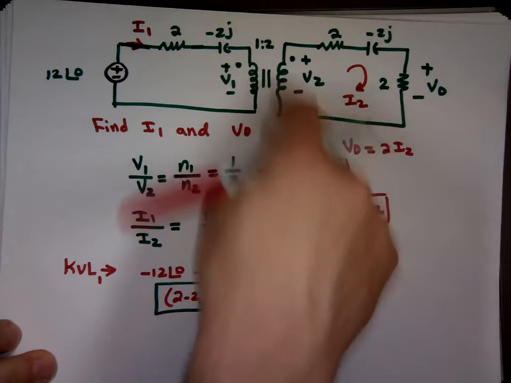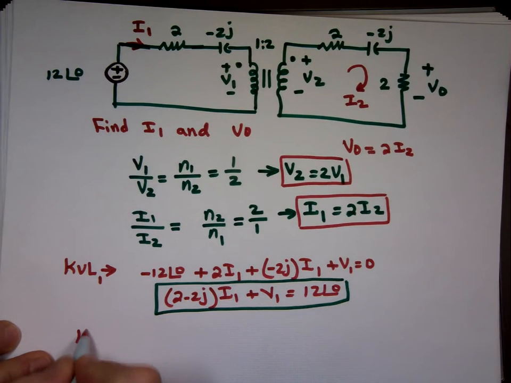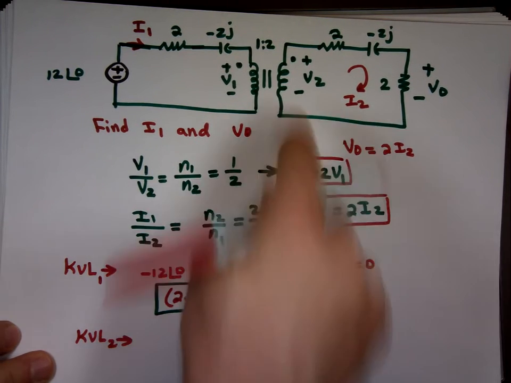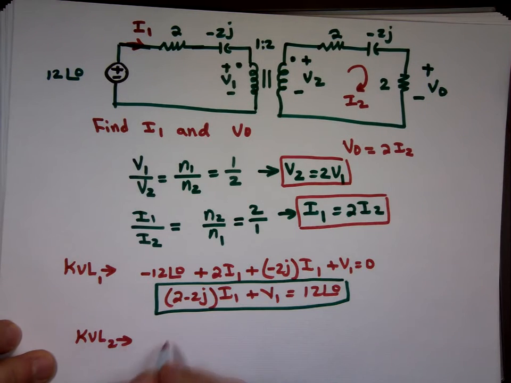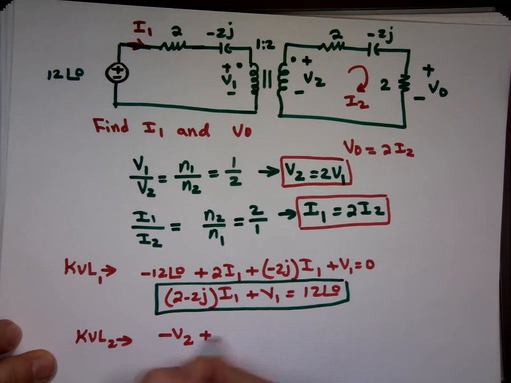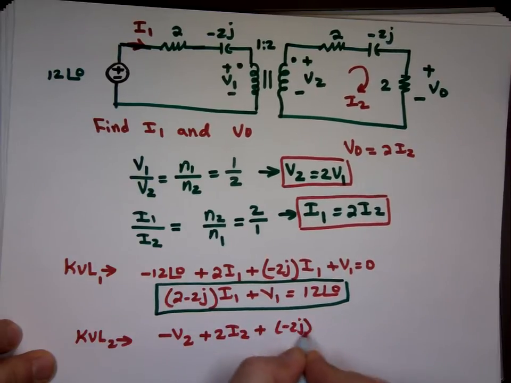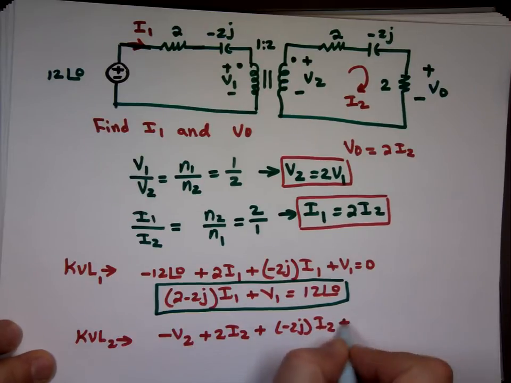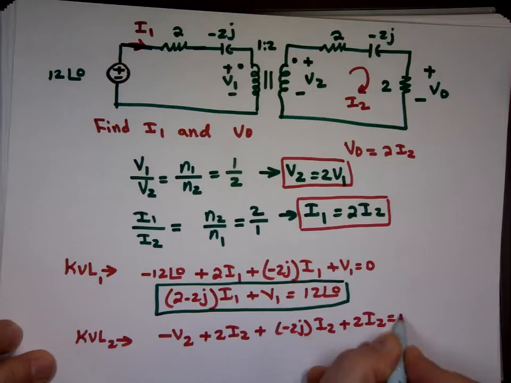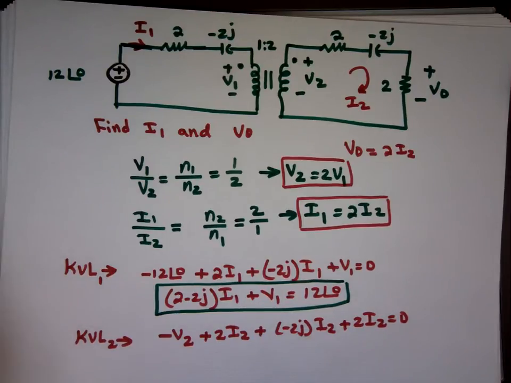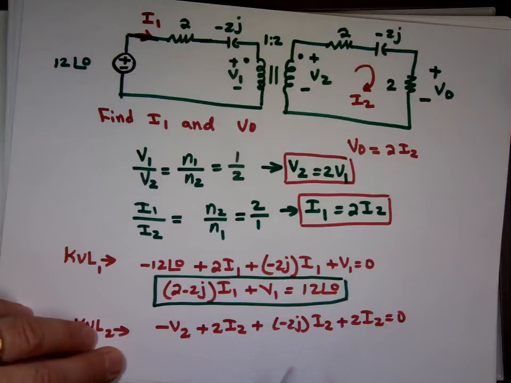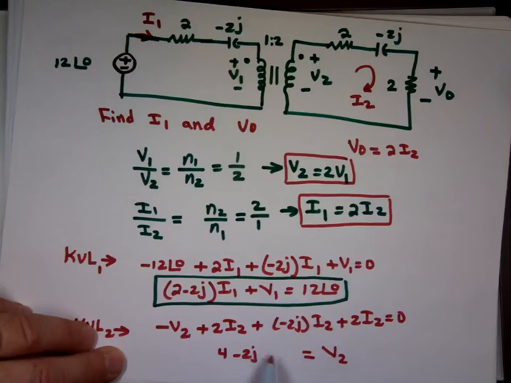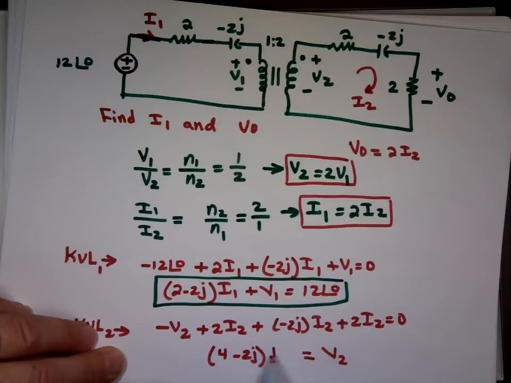And if I do a KVL here, the second loop right here, negative V2 plus 2I sub 2 plus negative 2j I sub 2 plus 2I sub 2 is equal to 0. Or if you clean that, it says V2 equals 4 minus 2j I sub 2, right? I think that's correct.